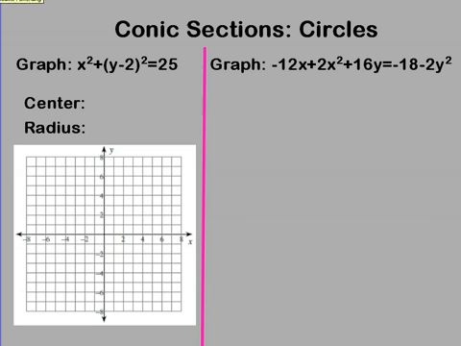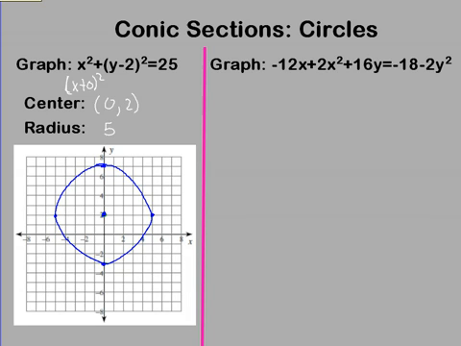Alright, let's take a look at two more problems. For this, we could actually write x squared as (x plus 0) squared. So I know my center is at (0, positive 2), and the radius is 5. So if I were to graph this, just plot (0, 2), go up 5, to the right 5, down 5, and to the left 5, and draw a circle through those points. Alright, and there's your circle.